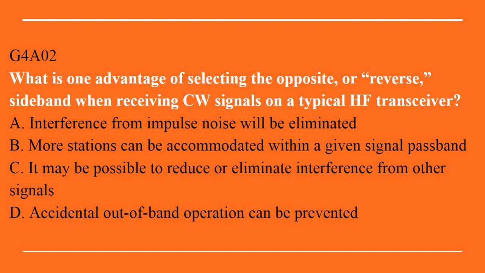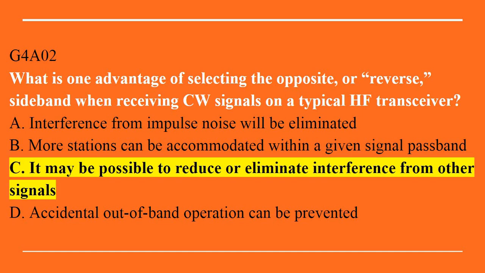G4A02. What is one advantage of selecting the opposite or reverse sideband when receiving CW signals on a typical HF transceiver? A. Interference from impulse noise will be eliminated. B. More stations can be accommodated within a given signal passband. C. It may be possible to reduce or eliminate interference from other signals. D. Accidental out-of-band operation may be prevented. Correct answer is C. It may be possible to reduce or eliminate interference from other signals.